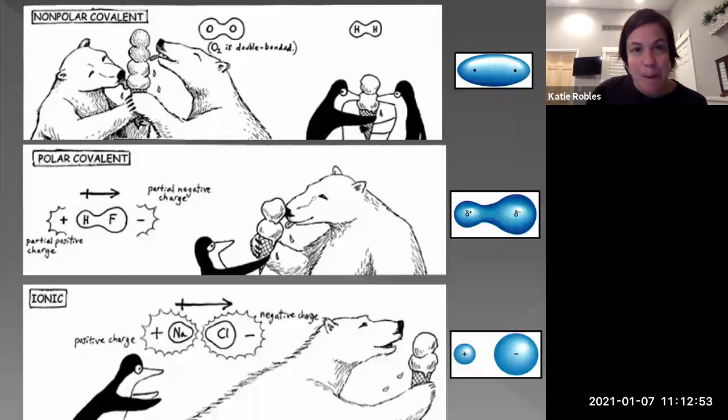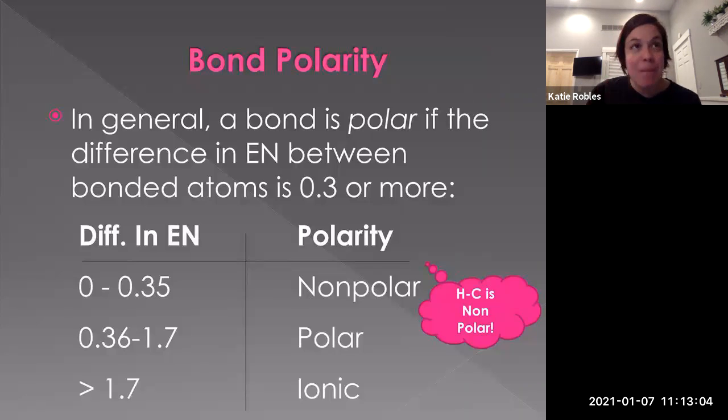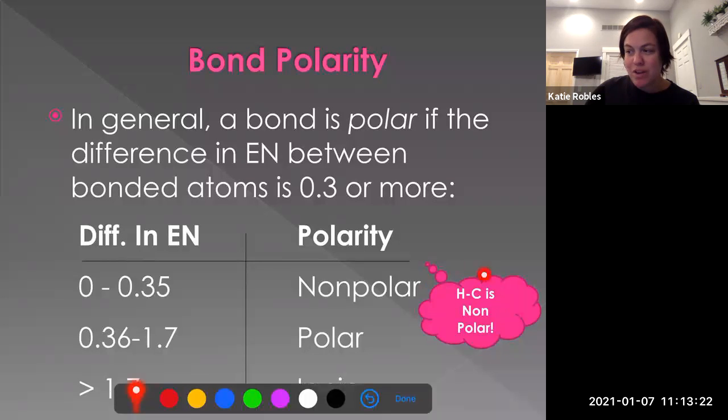So that's bond polarity. Again, I'm zooming in, just looking at one single bond. There are some numbers that you can remember. In general, a bond is considered polar if the difference in electronegativity is 0.3 or more. I like to think about it as more than hydrogen and carbon.